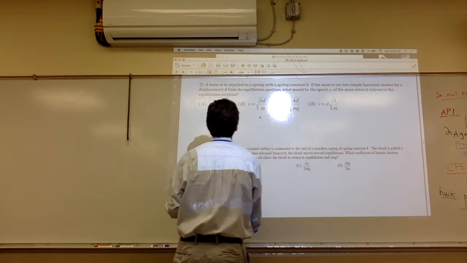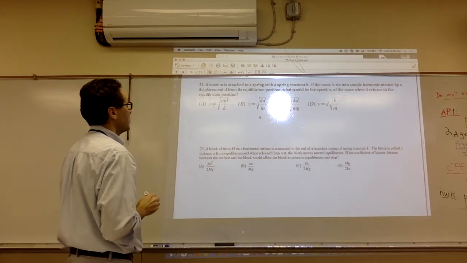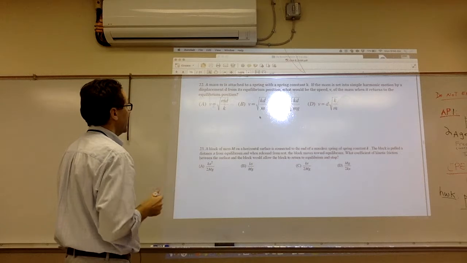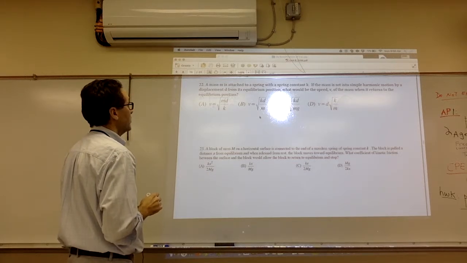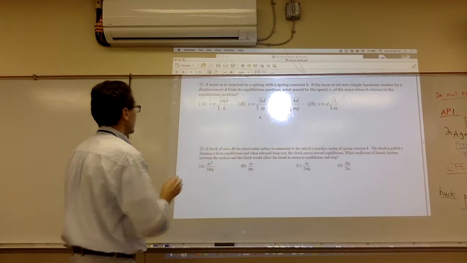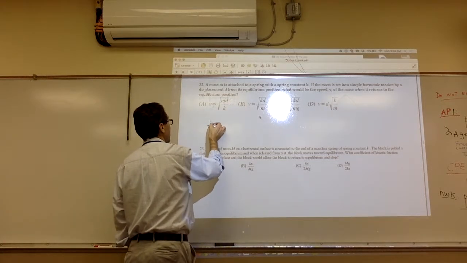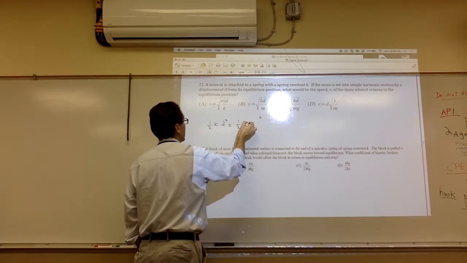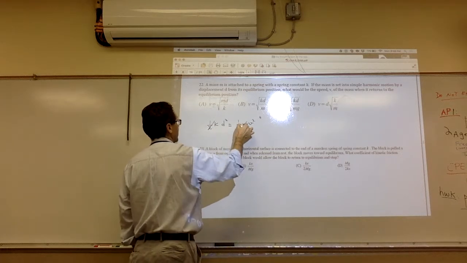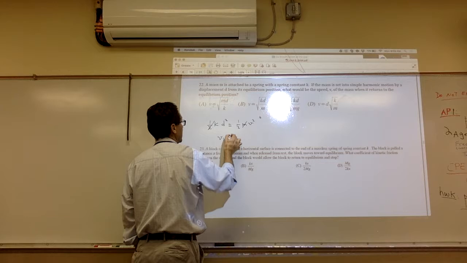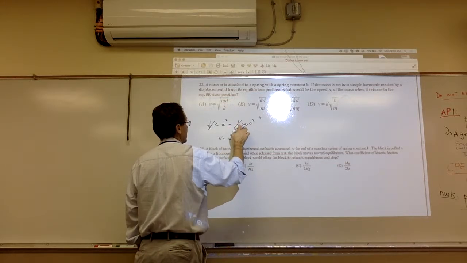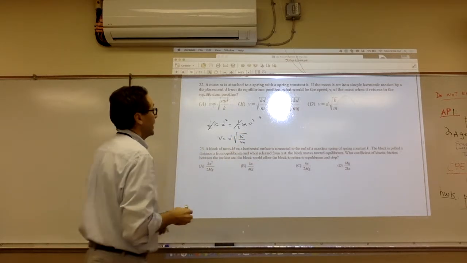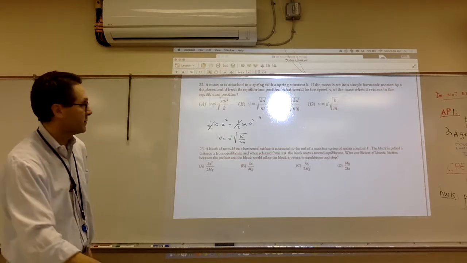All right, let's look at 22. A mass is attached to a spring with a spring constant K. If the mass is set into simple harmonic motion by displacement D, so instead of saying X, they called it D, from equilibrium, what would be the speed of the mass when it returns to equilibrium position? So here we just have to do 1/2 K D squared, that's your amplitude, equals 1/2 M V maximum squared. So V is equal to D radical K over M. So the answer should be D.